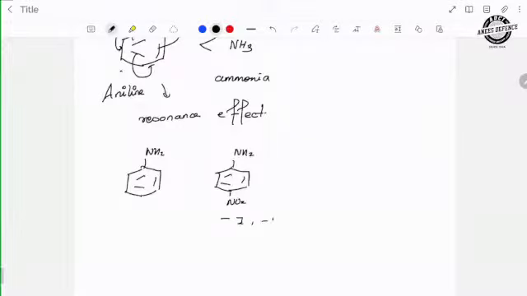Minus I, minus R effect. So we saw minus I and minus R effect, they both destabilize the basic strength. It decreases the basic strength. So obviously the lone pair of electron, although this lone pair of electron is busy in resonance, but if we are comparing it with paranitroaniline, this will be stronger than paranitroaniline.